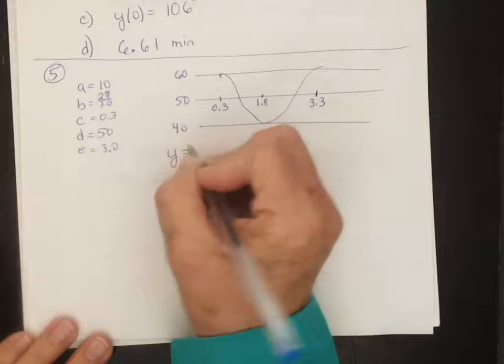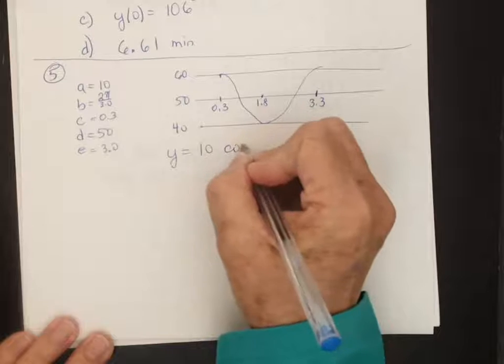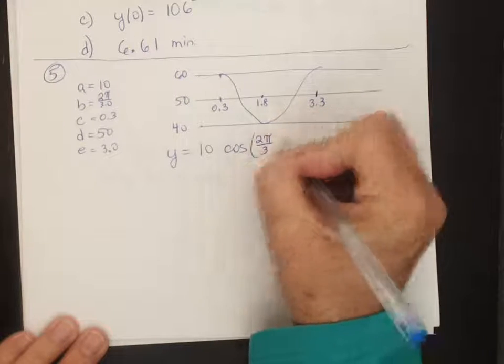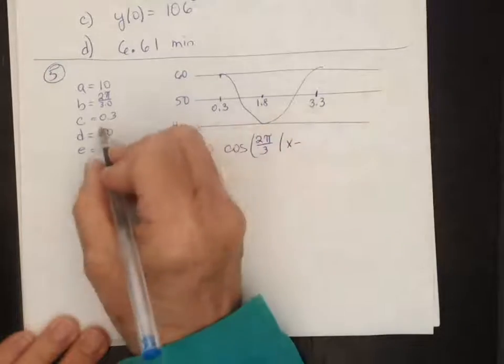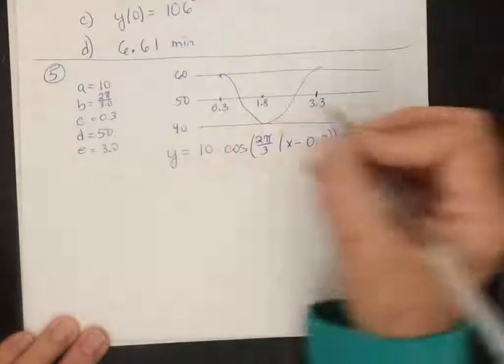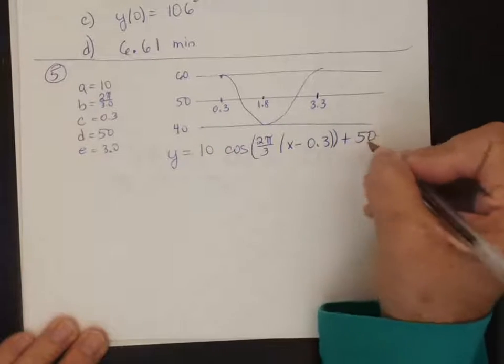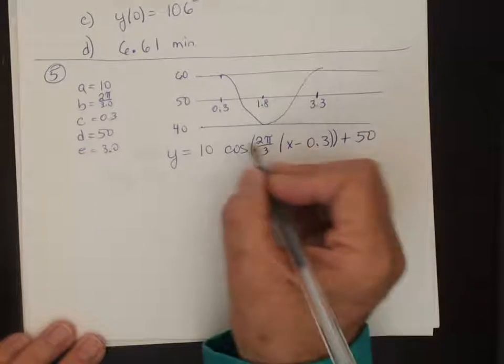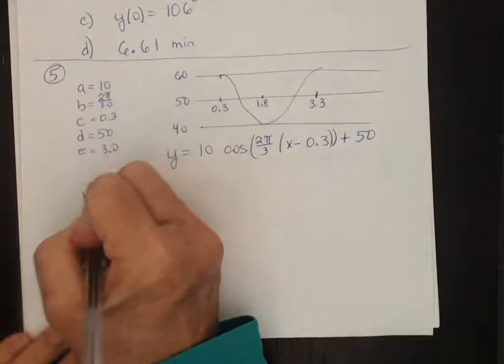So y equals 10 times the cosine of 2 pi divided by 3 times x minus my phase shift of 0.3 plus 50, the sinusoidal axis. Okay, so that is my equation, which I need to answer part B.